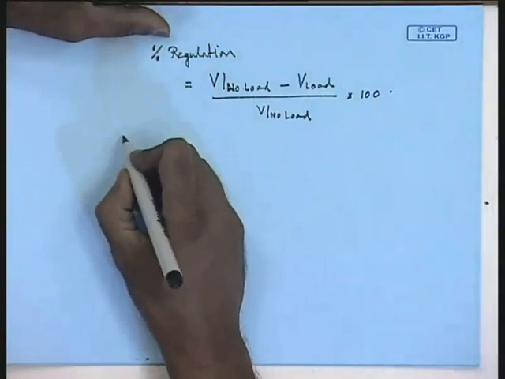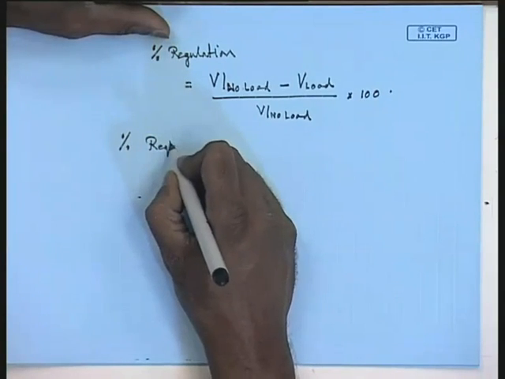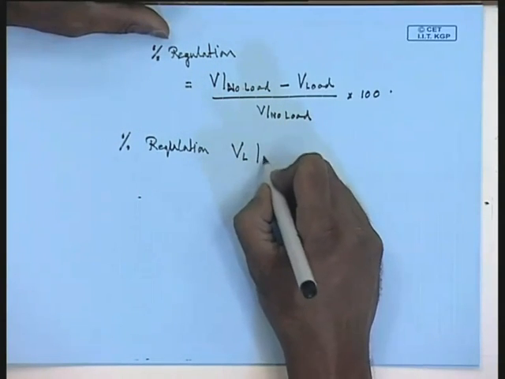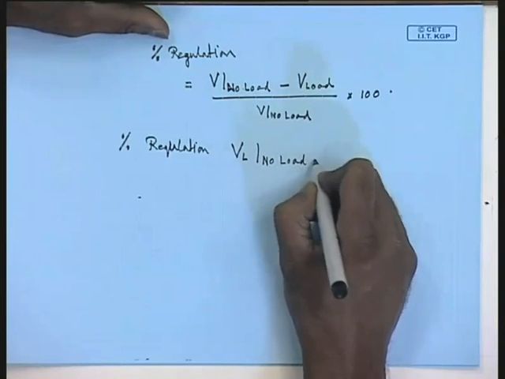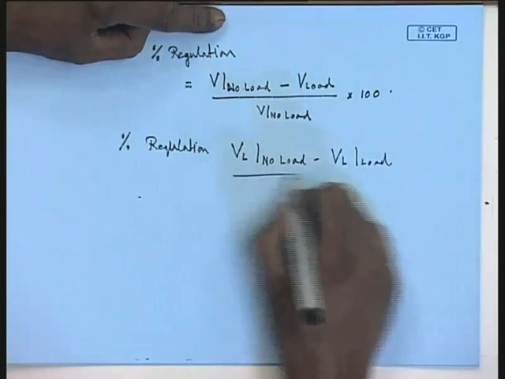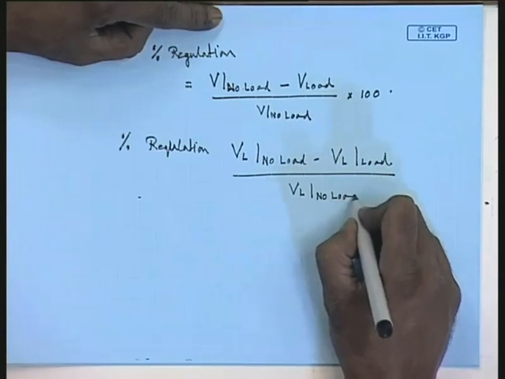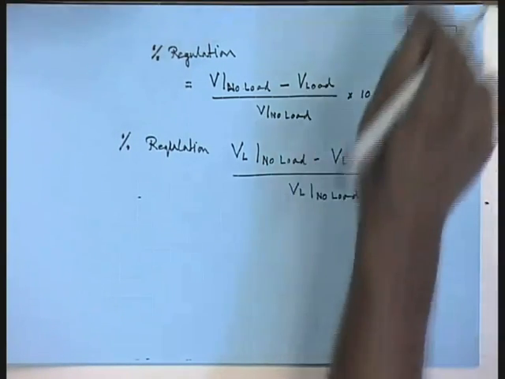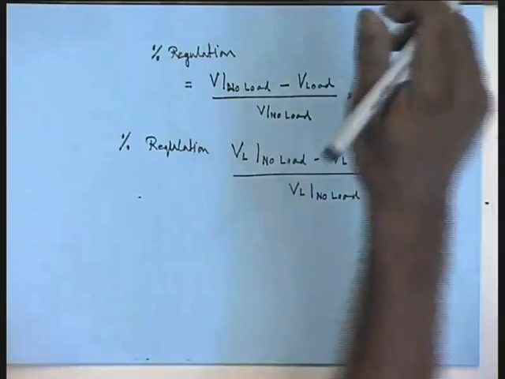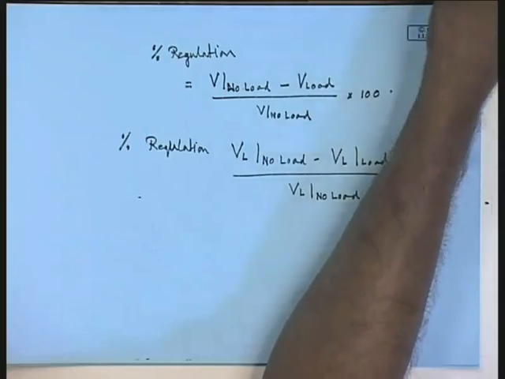A similar definition of percentage regulation applies for a 3-phase transformer. However, in this case percentage regulation is defined as line voltage at no load minus line voltage at load, divided by line voltage at no load, into 100. However, the formula will be the same as we have seen in our last lecture.